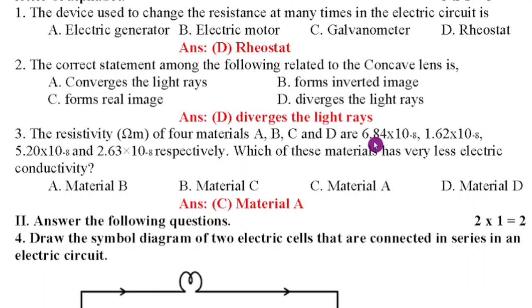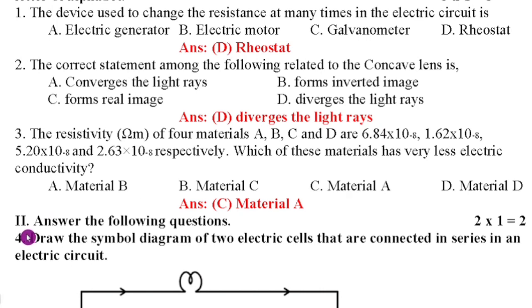So here, material A is 6.84. That means this material A has more resistivity, and more resistivity means it has very less electric conductivity. So the answer is material A, because material A has the most. By seeing the resistivity you can find out 6.84 is nickel. So that is the answer, material A.